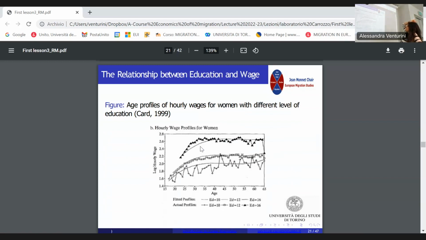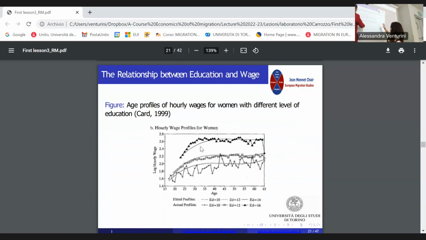But here, in addition, what is the picture showing? The solid line is our regression, our fitted profile. The data show the actual profile, and these profiles are different according to the level of education. Age is a proxy for experience, but fundamentally you have people with 16 years of education, and they have a higher profile.